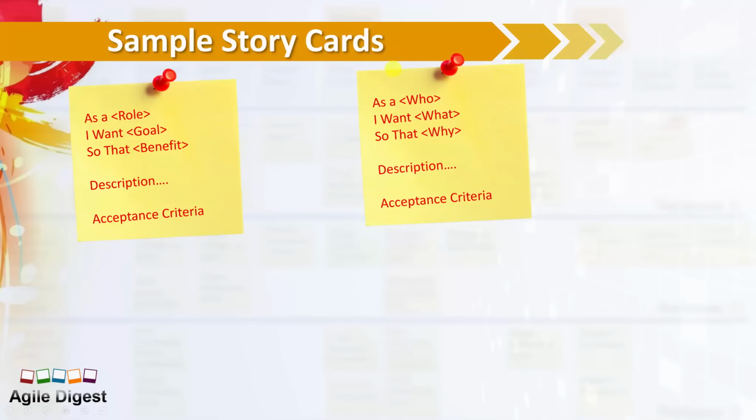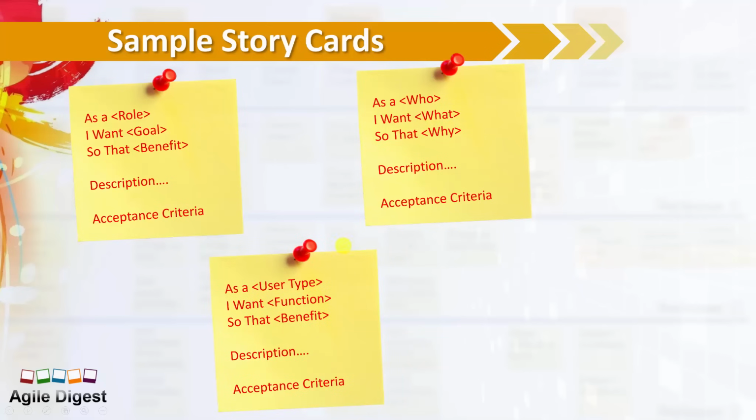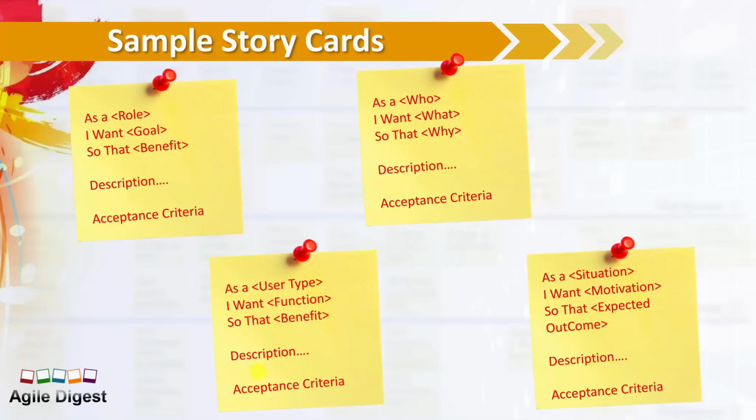As we talked about role, goal and benefit, it is not compulsory that you have to have the role, goal, benefit. Role, goal, benefit is okay, but you can still write the card as: as a who, I want what, so that why. That's one way of writing your card. Another way is: as a user type, I want some function so that I get the benefit. Also you can mention: as a situation, I want some motivation so that the expected outcome is this. In that way you can have your card ready for all the stories.